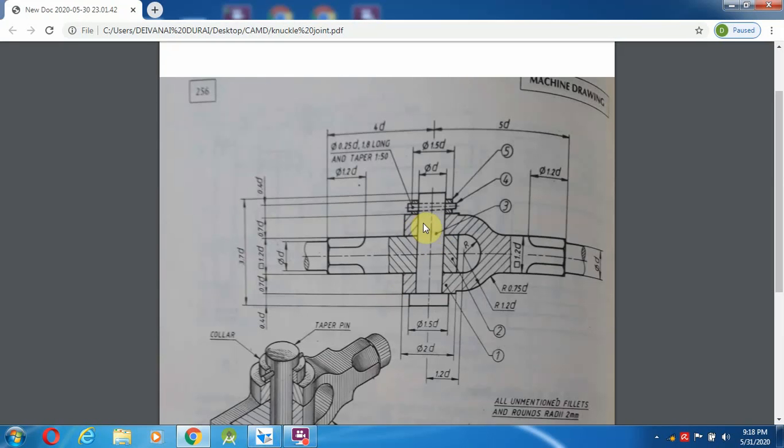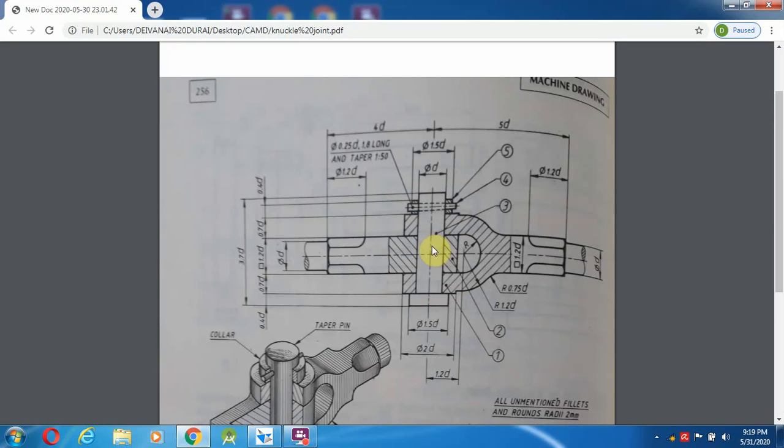Then after doing this, from the vertical surface nearby, what is the pi d? The pin. There are 5 components in the knuckle joint. One is the fork, another one is the eye, the second one is the eye, third one is the pin, fourth one is the taper pin, and fifth one is the cotter.